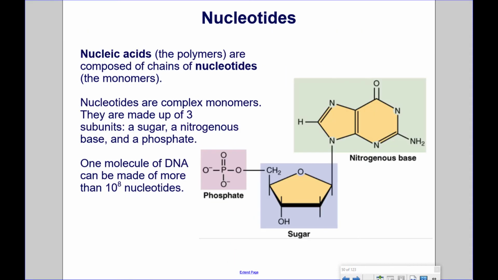Nucleotides. Nucleic acids, the polymers, are composed of chains of nucleotides, the monomers. Nucleotides are complex monomers. They are made of three subunits: a sugar, a nitrogenous base, and a phosphate. One molecule of DNA can be made of more than 10 to the 8th nucleotides.